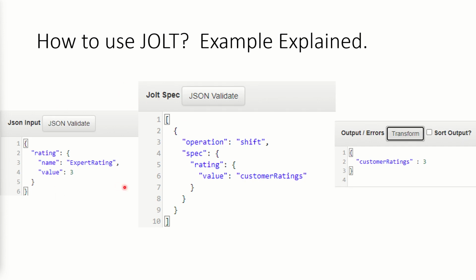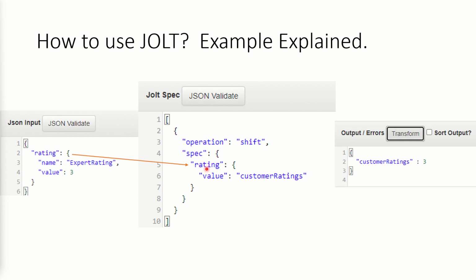See here, it's just a zoomed in version of the previous slide. Rating, name and value, this is our input structure. We are exercising the shift operation. Shift means take one value from an input and put it into another field name in an output. Shift means that. So on the left hand side, we are indicating from where you want to pick up that value. You are indicating the input structure here.